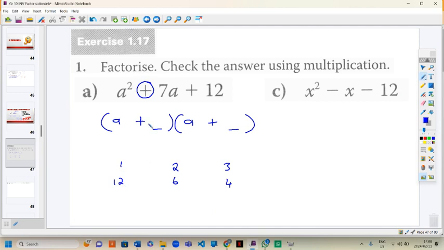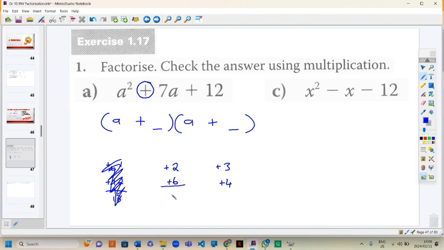Now I look at the signs. They're both positive, so I can put positives in front of all these factors. Plus, plus, plus, plus. Alright, and now let's see if I add all of these. I need to look at the one that gives me 7. So 1 plus 12 gives me 13. I know that that's not 7, so it's not this pair of factors.